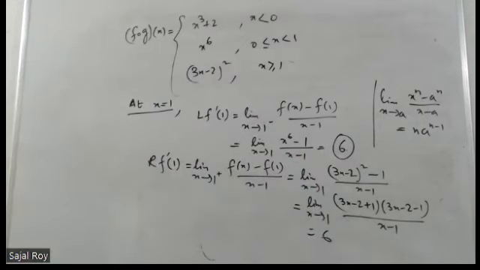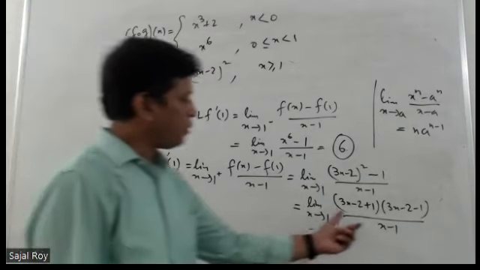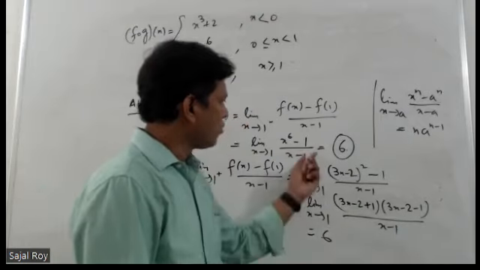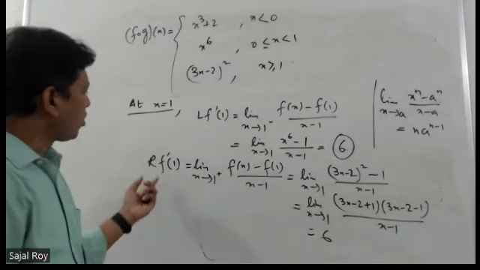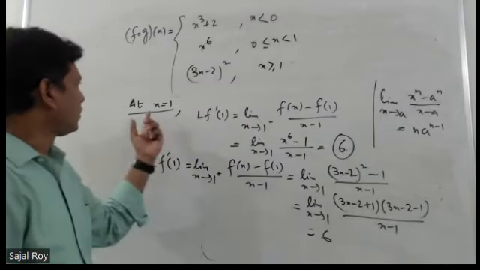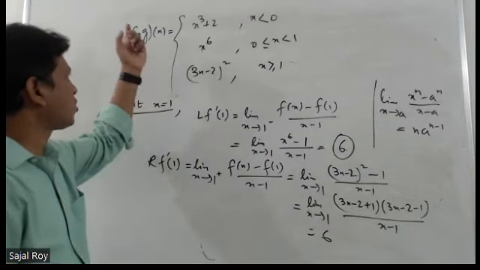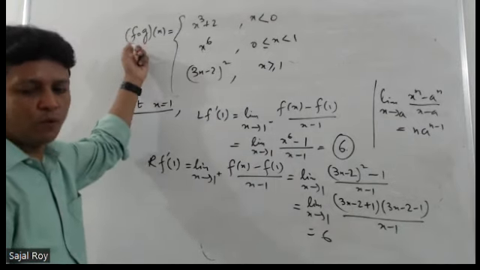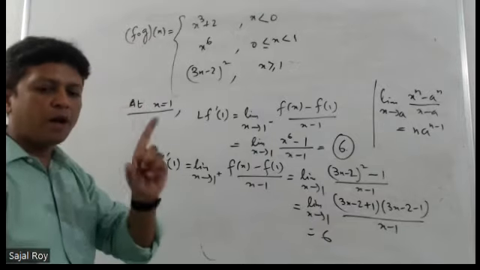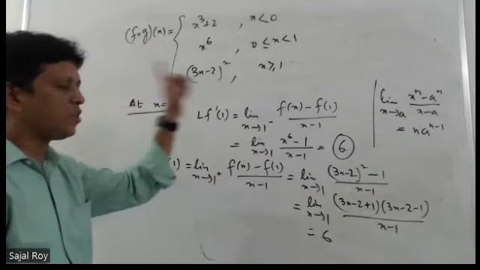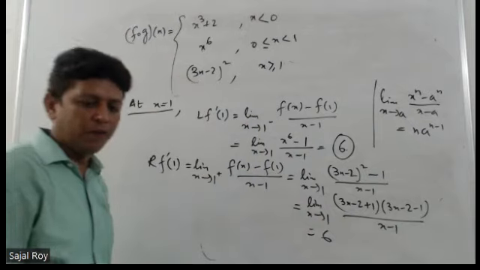You check the limit, that will be also equal to 6. So you see left hand derivative equal to right hand derivative. So that means this composite function is differentiable at 1. So only one point of non-differentiability, that is 0. Only one point of non-differentiability.